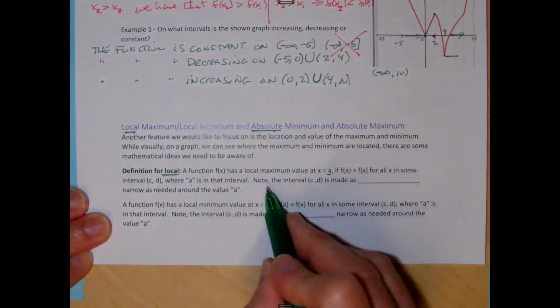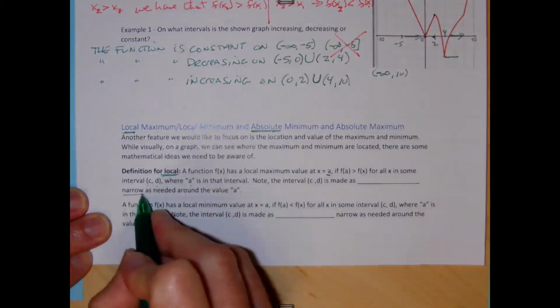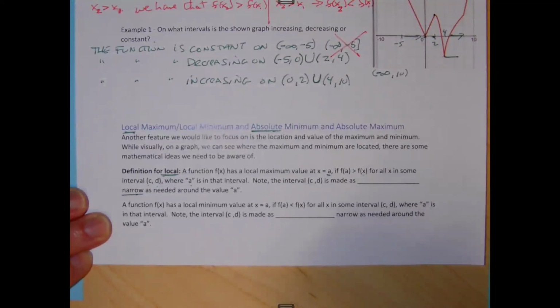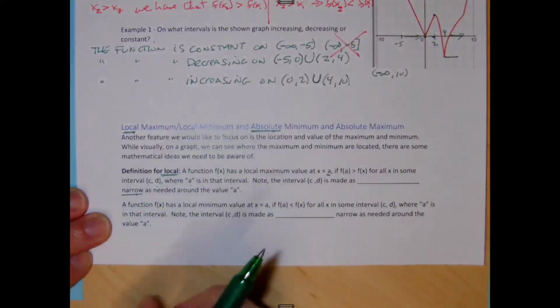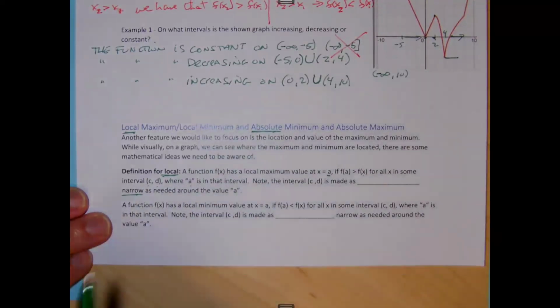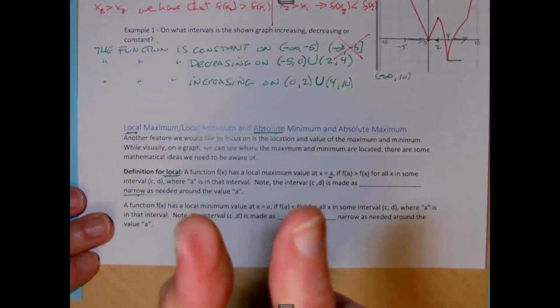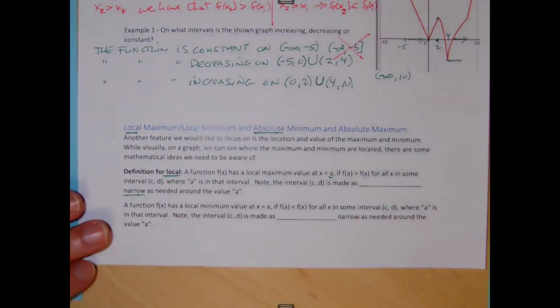Note that the interval c d is made as narrow as needed around the value a. People try to make this interval big, and say, well, I can make it bigger and it's still true. That's great, but that's not what we're saying. It's actually making it small. How small do we need to make the interval so that this is true? We don't care about the actual numbers. All we care about is locating the maximum value.